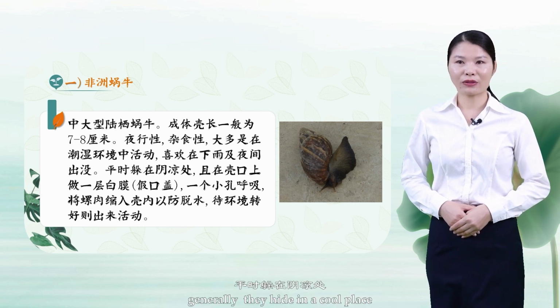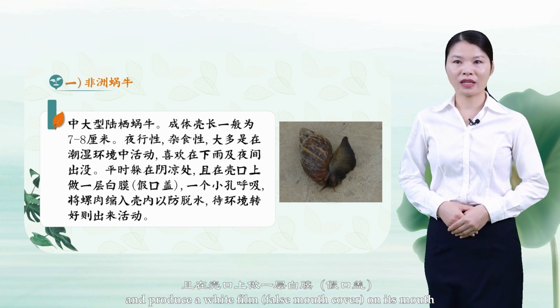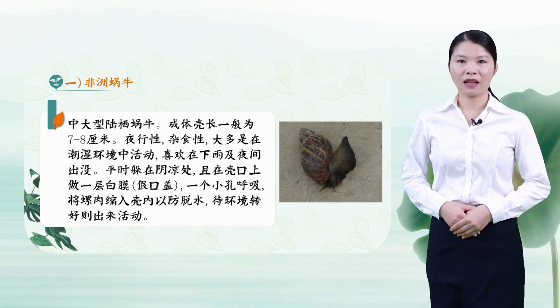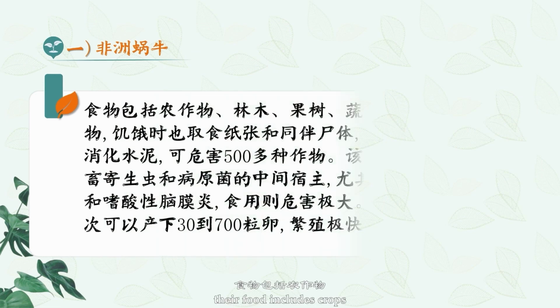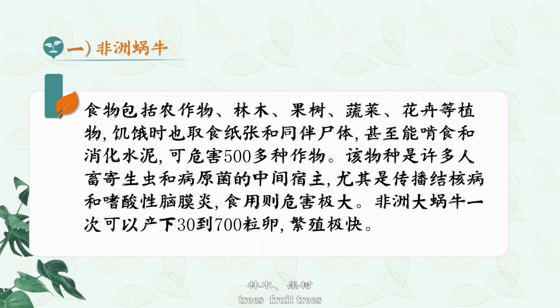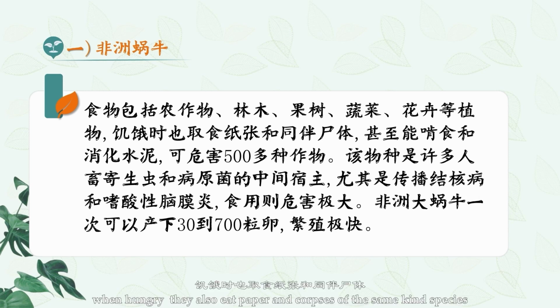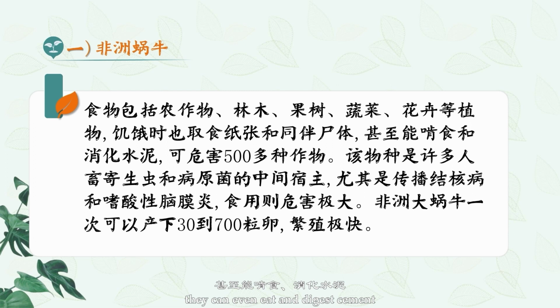Generally, they hide in a cool place and produce a white film, a false mouth cover, on the mouth. They breathe through a small hole and shrink the snail meat into the shell to prevent dehydration. When the environment is better, they will come out. Their food includes crops, trees, fruit trees, vegetables, flowers, etc. When hungry, they also eat paper and corpses of the same species. They can even eat and digest cement.